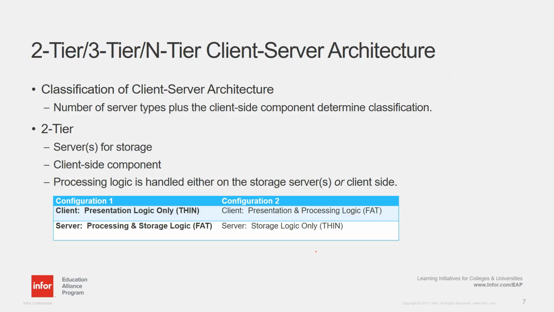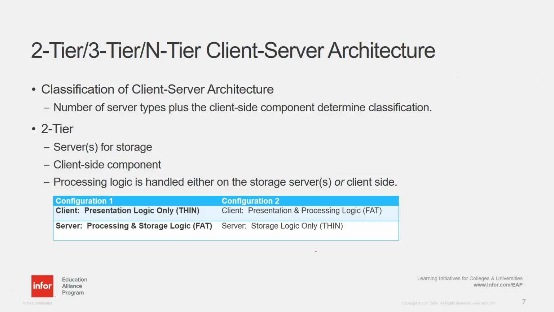Then we have 2-tier, 3-tier, and N-tier client-server architectures. And again, a tier is just another word for a layer. So in a 2-tier architecture, the server holds the storage in the database. The client side component then connects and communicates with the server. The processing logic then is either handled on the server or on the client.